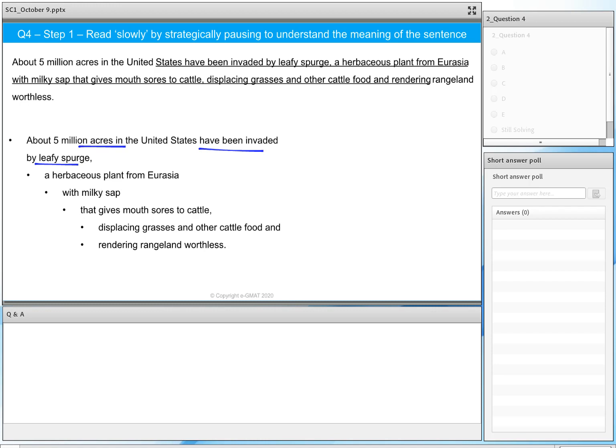Let's read on. Well, the author has been kind enough to present the description of what leafy spurge is. Leafy spurge is a herbaceous plant. I don't know the meaning of herbaceous, but I'm not going to bother about it because what is important for me to know is that, yes, it is a vegetation. It's a kind of plant. Where does it come from? It comes from Eurasia. Next piece of information. Leafy spurge contains milky sap. What does milky sap do? It gives mouth sores to cattle. So far, so good. Till this part, the sentence flows absolutely well. The meaning is absolutely fine.